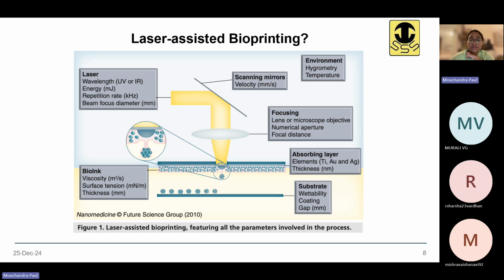One is the thickness, how thick this layer of bioink is coated onto the ribbon first. And second, the surface tension of this bioink. Because for the droplet to form here, the surface tension plays a very important role.